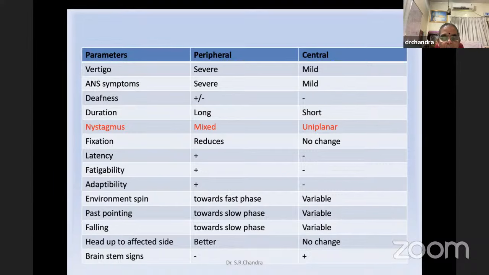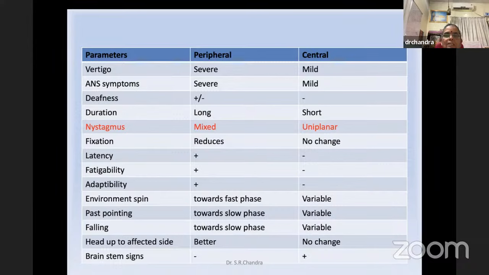And the environment spins towards the fast component, that is, away from the side of the defective ear, and the patient falls towards the slow component. So when the right vestibular system is at fault, he will fall towards the right side and his environment will move towards the left side, and head up on the affected side. If the right labyrinth is dysfunctional, the patient is comfortable lying with the right ear up.